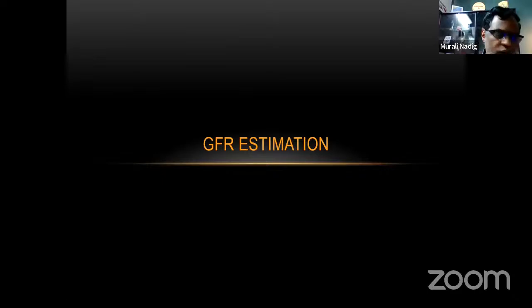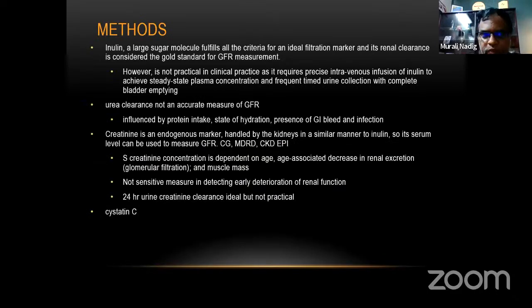The other topic I had is GFR estimation. So for GFR estimation, the ideal method is by inulin clearance, inulin being a large sugar molecule, which fulfills all the criteria for an ideal filtration marker. However, it is not practical in clinical practice because it requires a continuous steady state infusion of inulin, and also 24-hour urine collection for complete bladder emptying and serial plotting of the curve, which is very cumbersome.